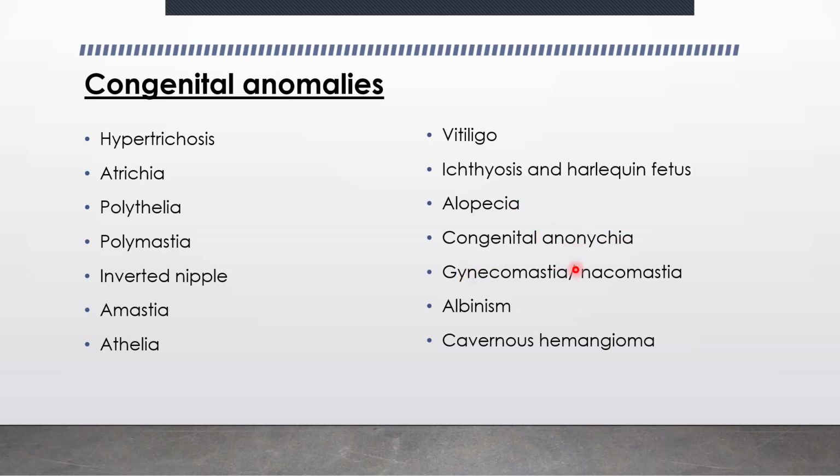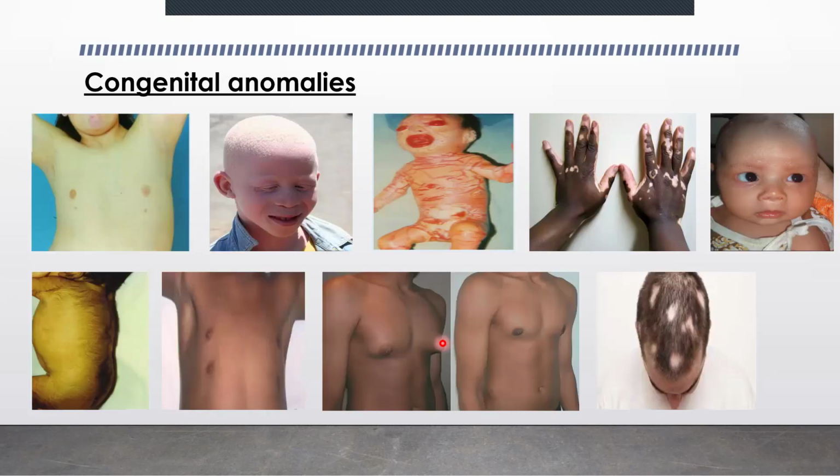Then you have gynecomastia, the presence of enlarged mammary glands in males. And albinism is complete absence of melanin. Then cavernous hemangioma is proliferation of capillaries on the skin. It can be on the face or anywhere else, but it's ideally on the skin. We'll now cover the various anomalies. You can appreciate we have normal nipples there, but now we have accessory nipples. So this one is polythelia, the presence of multiple nipples.